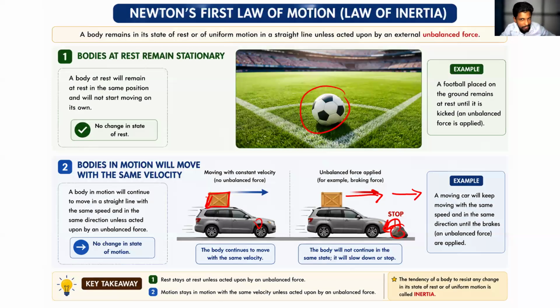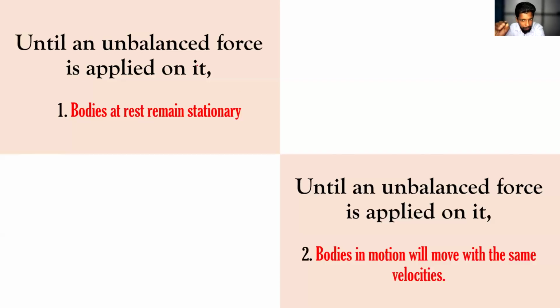So Newton's first law says that until you apply a force, an object at rest will be at rest. An object in motion, the object which is moving, will move with the same velocity. Imagine you are a football keeper and the ball is moving towards you. Without doing anything, what will happen? The ball will move with the same velocity. So now you can memorize Newton's first law easily. Until an unbalanced force is applied, the body at rest will be at rest.